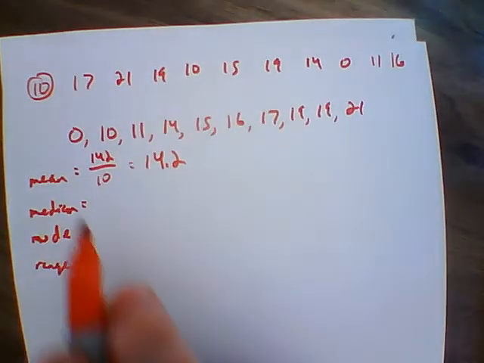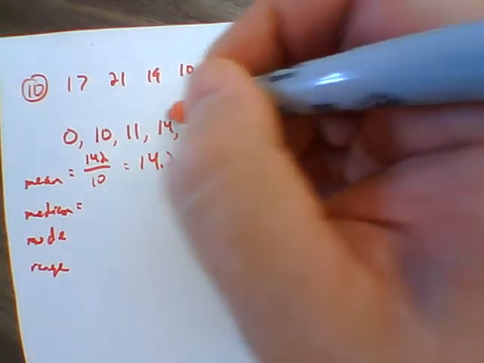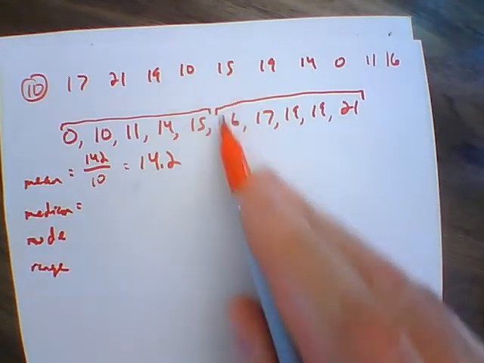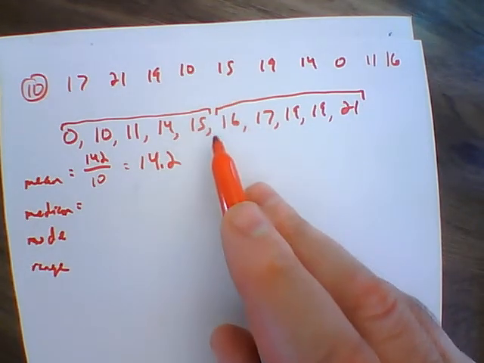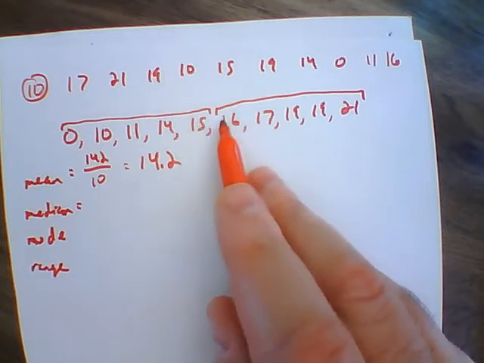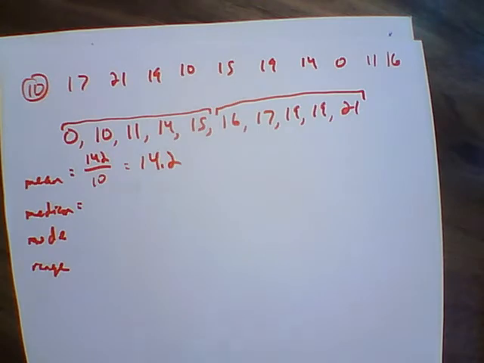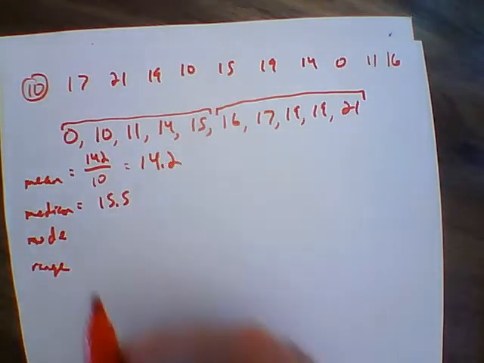Our median. In order to find the median, we're going to have to find the middle. So what we see here is we have 5 numbers here, 5 numbers here. So our median is going to be in the middle of this. If I take 15 plus 16 divided by 2, or find the median of these two numbers, once again giving two numbers, the mean and median are going to be the same, we get 15.5 right here.